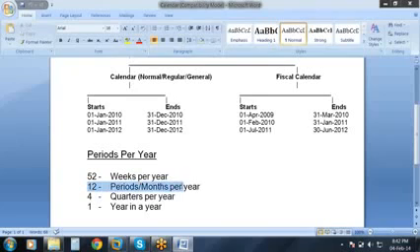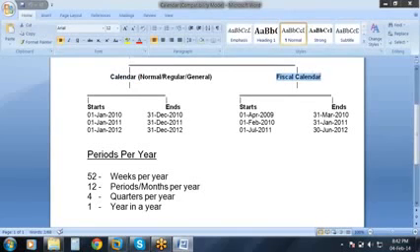What is that? I repeat again. 52 weeks, weekly calendar, monthly calendar, quarterly calendar. Other one is what? Yearly calendar. 1st Jan to 31st December, that is called as yearly calendar. Quarterly calendar, monthly calendar, and so on.